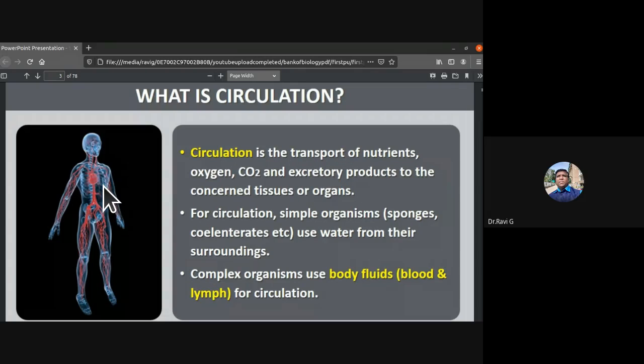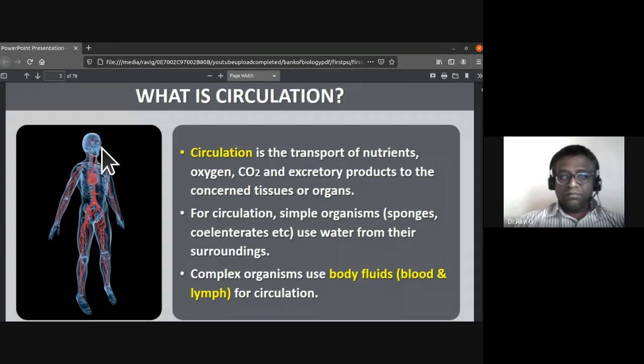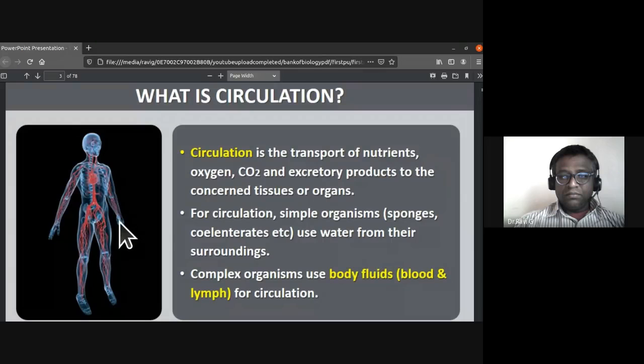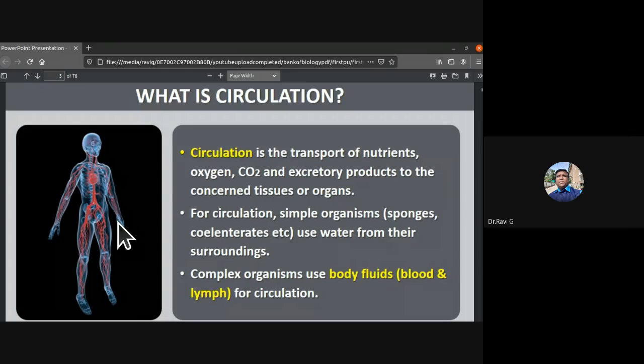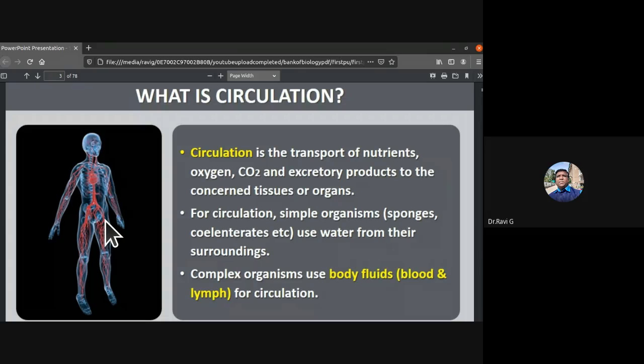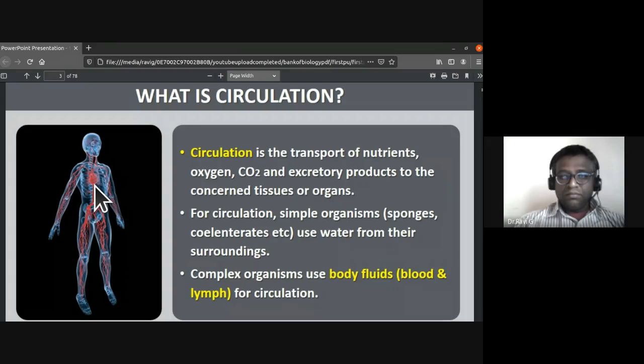So circulation is the transport of not only nutrients but oxygen, carbon dioxide, and excretory products to the concerned tissues or organs. The nitrogenous waste is carried to the kidneys to be purified. Whenever we talk about pure and impure blood in terms of kidneys, blood having nitrogenous waste we call impure, and blood without nitrogenous waste or urea we call pure. So we should understand in context: in terms of the heart, pure and impure blood imply oxygenated and deoxygenated blood.